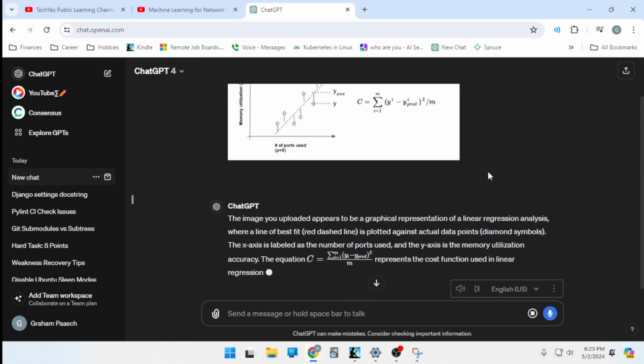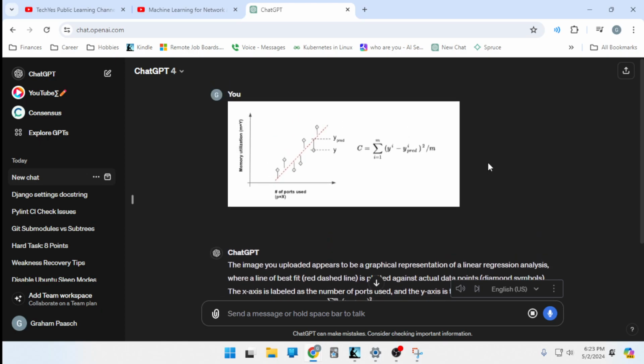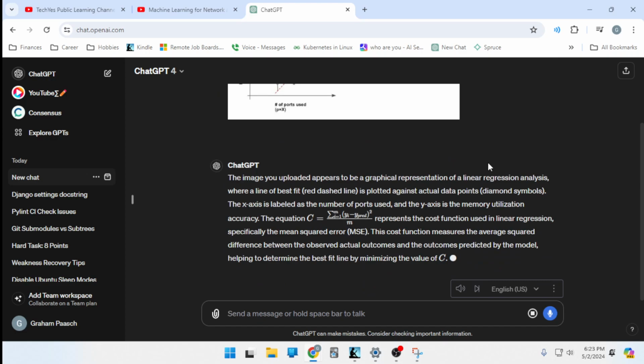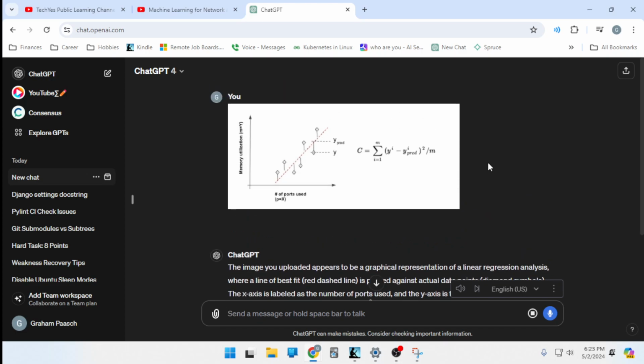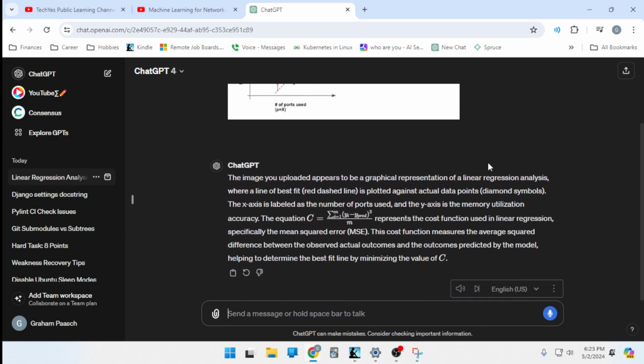The image you uploaded appears to be a graphical representation of a linear regression analysis, where a line of best fit, red dashed line, is plotted against actual data points, diamond symbols. The x-axis is labeled as the number of ports used, and the y-axis is memory utilization accuracy. The equation represents the cost function used in linear regression, specifically the mean squared error, MSE. This cost function measures the average squared difference between the observed actual outcomes and the outcomes predicted by the model, helping to determine the best fit line by minimizing the value of C.